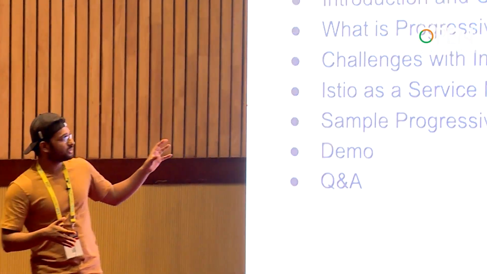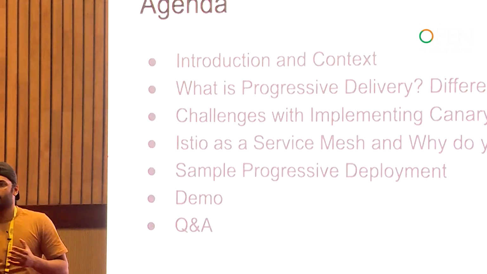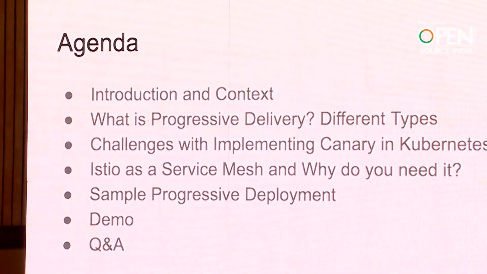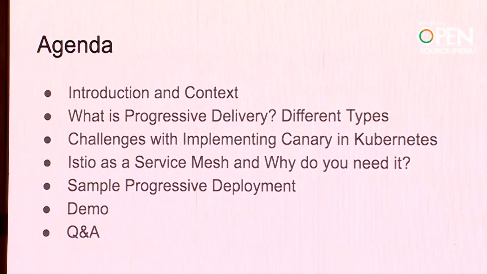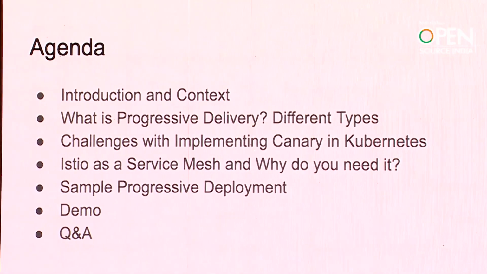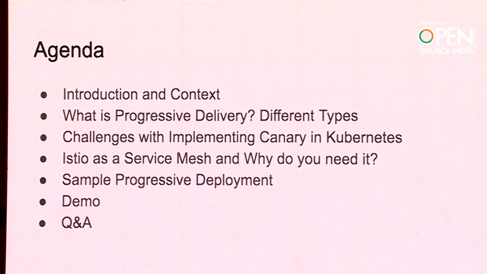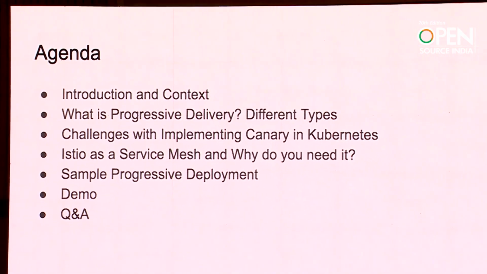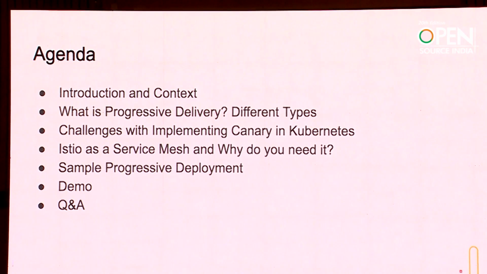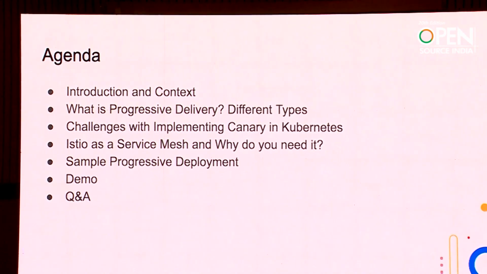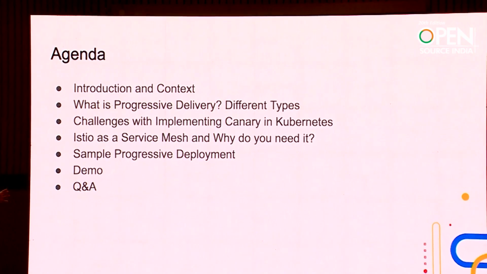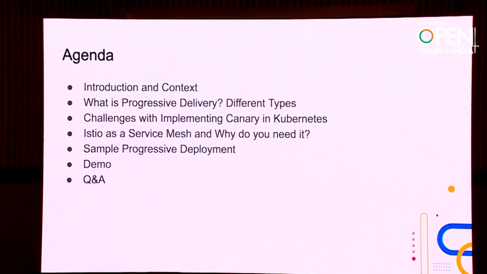So in my talk, I'm going to talk about what progressive delivery is, what the different types of progressive delivery are, and then I'm going to focus on canary releases and the challenges that organizations typically face when trying to implement canary releases. Then we're going to cover what service meshes are and some of the benefits that they provide in an enterprise environment. And then we're going to look at a sample pipeline, how progressive deployment may work in a practical environment. And then we'll have some sort of demo and then start with the Q&A.